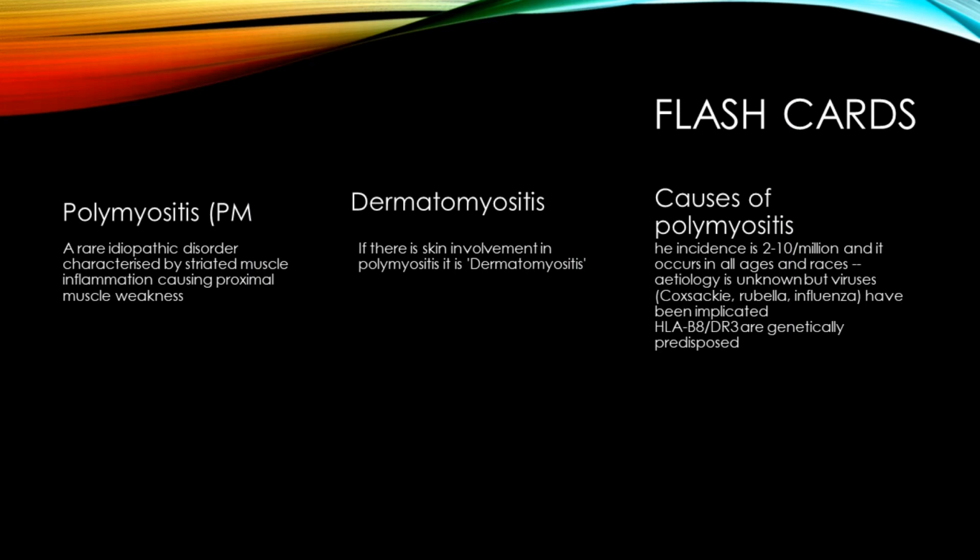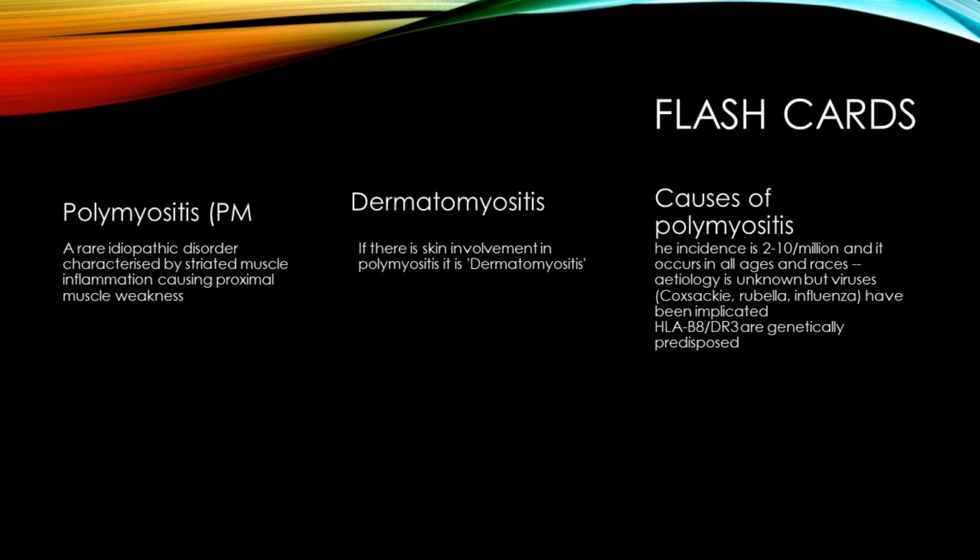There are some flashcards for you to remember dermatomyositis and polymyositis. Polymyositis is a rare idiopathic disorder characterized by striated muscle inflammation causing proximal muscle weakness. Dermatomyositis: if there is skin involvement in polymyositis, it is dermatomyositis. Derma means the skin. Causes of polymyositis.